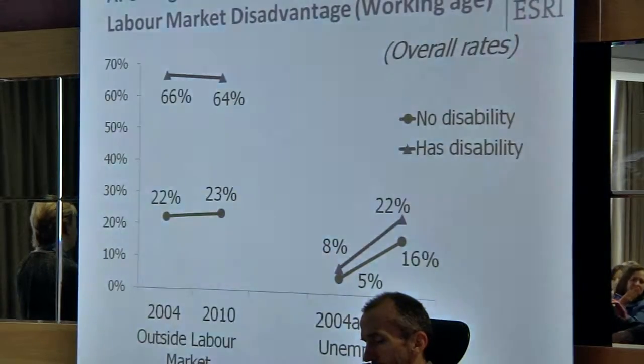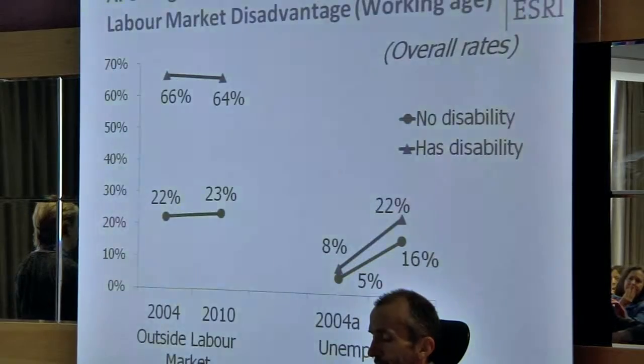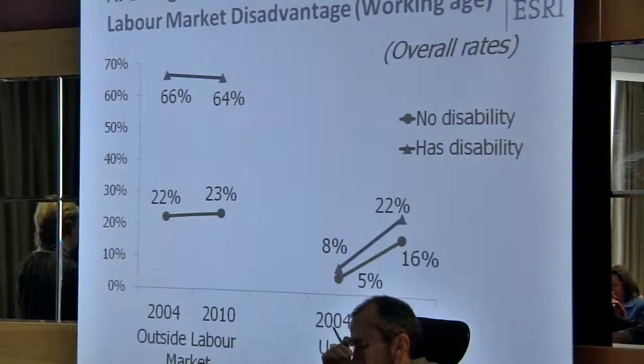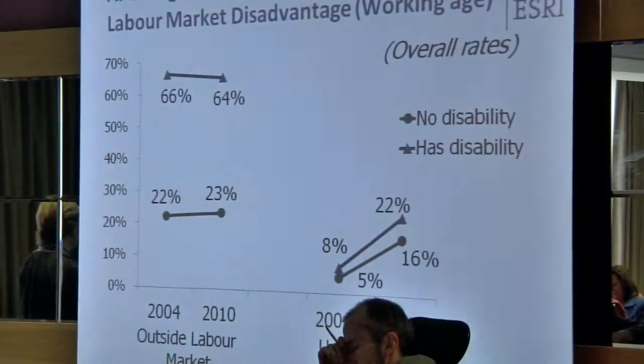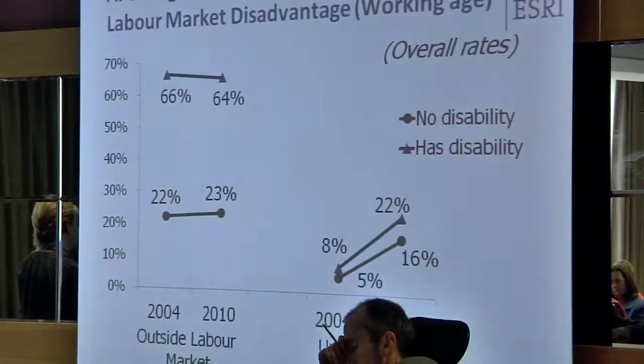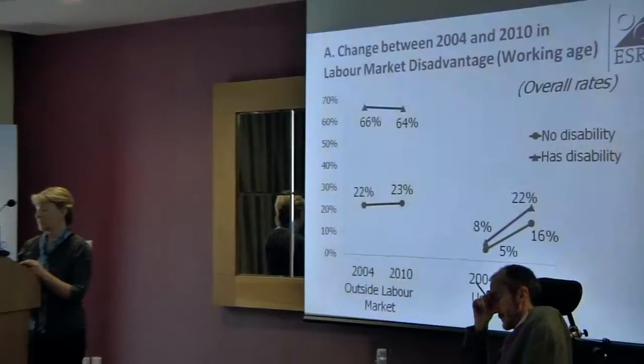The other thing to notice in the chart, of course, is that the percentage of people with a disability outside the labour market is much higher. Roughly two thirds in 2004, falling slightly in 2010. And the unemployment rate is also considerably higher, 8% in 2004, 22% in 2010. So in terms of these indicators of labour market disadvantage, people with a disability are in a worse position than people without a disability.